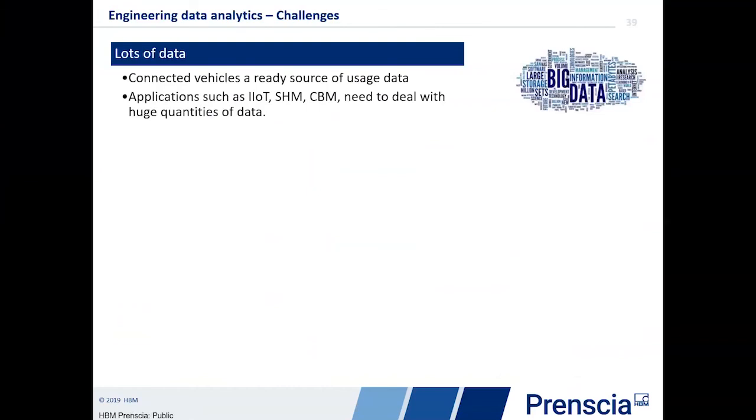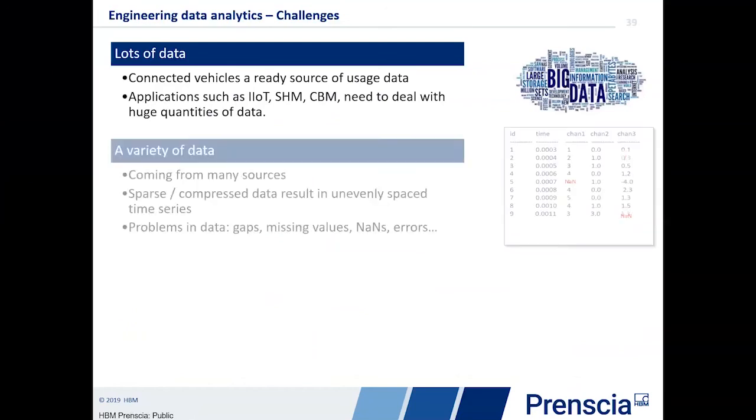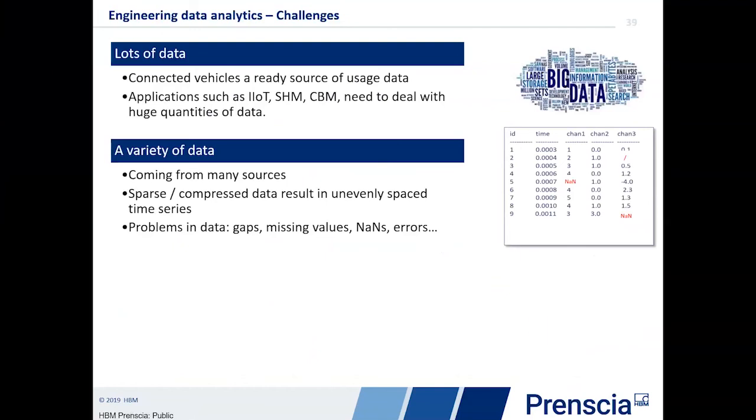In general, the challenges around data analytics that Encode DES is looking to address are, again, some of the things we've already touched on. There's lots of data. Connected vehicles are a ready source of usage data. Applications such as IoT, structural health monitoring, and condition-based maintenance, again, need to deal with large amounts of data. There's also a variety of data, coming from different sources. This can mean different file formats. There can also be problems with that data, and the data tends to be, in many of these cases, not equally spaced. They're time-stamped. You've got a timestamp and then a set of data, timestamp, another set of data, and sometimes the quality of that data can also be in question.